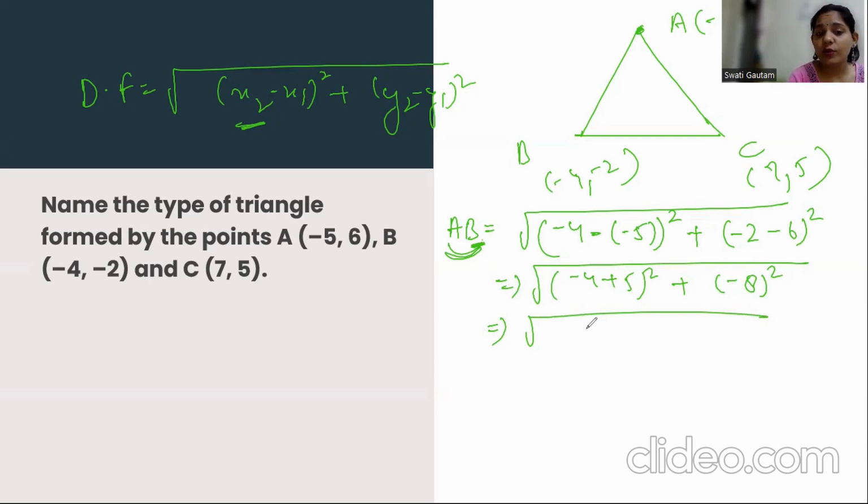Minus 4 plus 5 is 1 only, and 1 square is 1. And minus 8 square is 64. So it is under root 65, right?